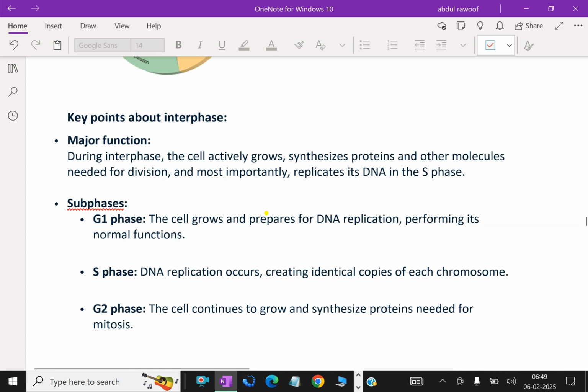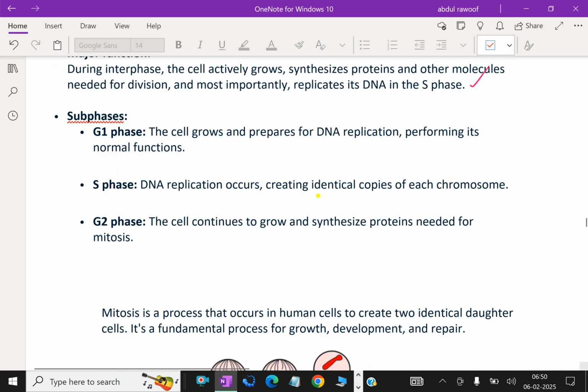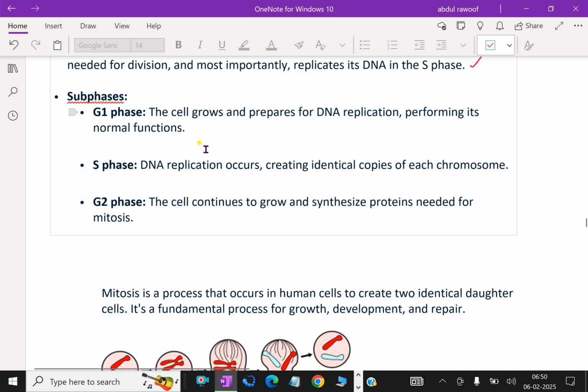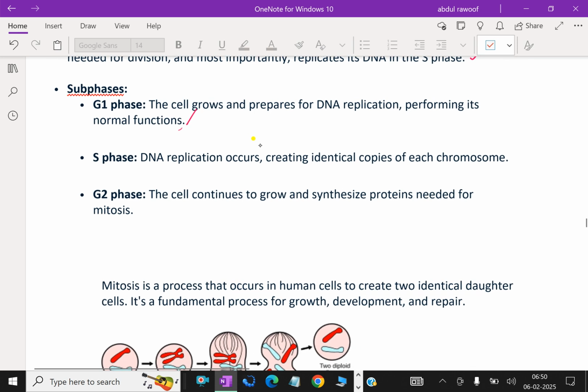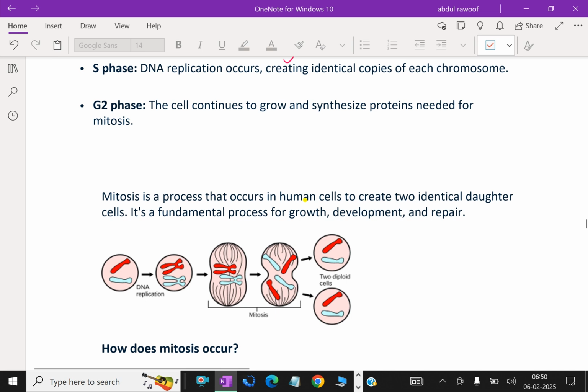Key points about interphase. Major function: during interphase, the cell actively grows and synthesizes proteins and other molecules needed for division. Most importantly, it replicates its DNA in the S phase. Subphases. G1 phase, the cell grows and prepares for DNA replication, performing its normal functions. S phase, DNA replication occurs, creating identical copies of each chromosome. G2 phase, the cell continues to grow and synthesize proteins needed for mitosis.